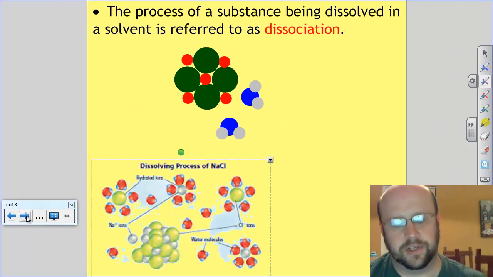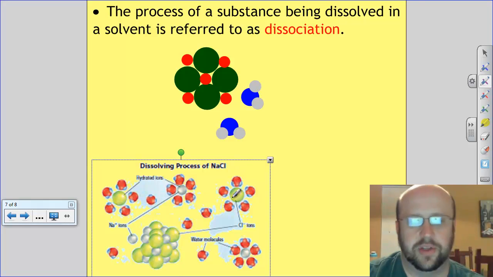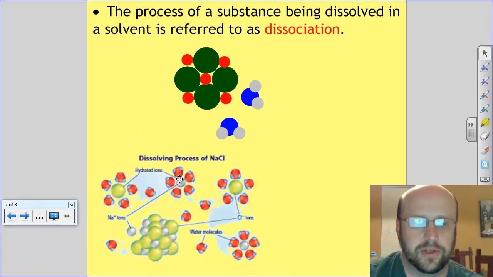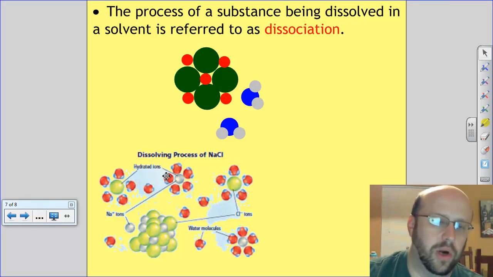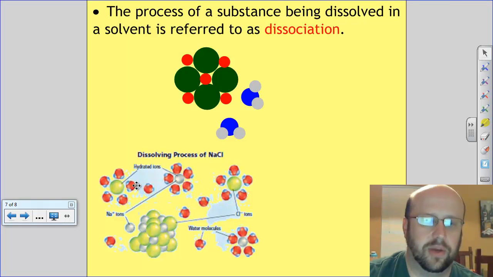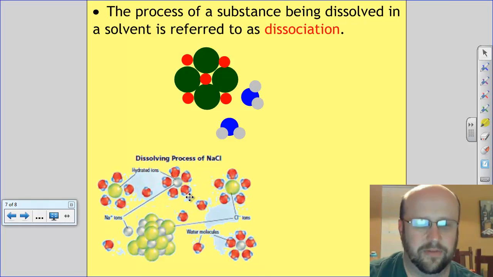The next definition that we want to talk about is something called dissociation. I know this is kind of a busy slide compared to what we normally do in class, but here's what I want us to look at. We're going to talk about the dissolving process of sodium chloride. So I've kind of got this graphic here. That might make sense to you, but I have a feeling that it probably doesn't.